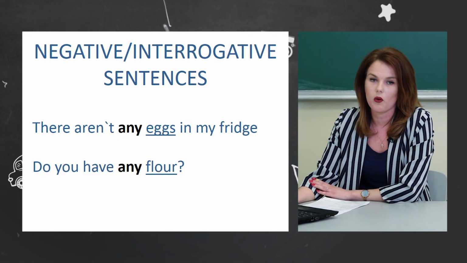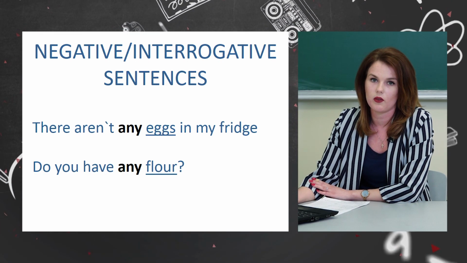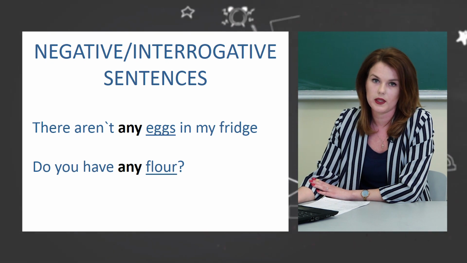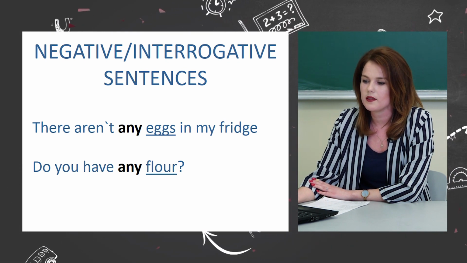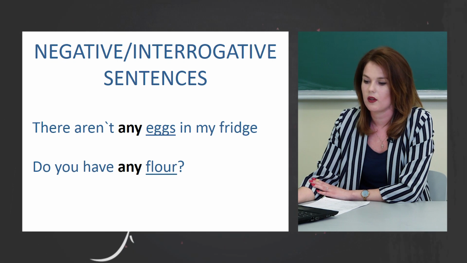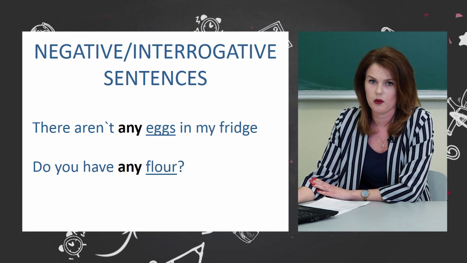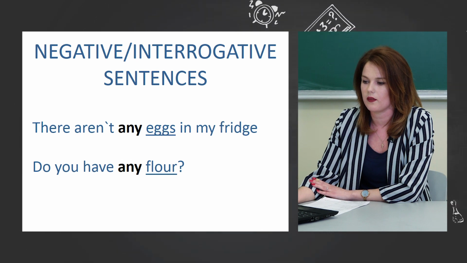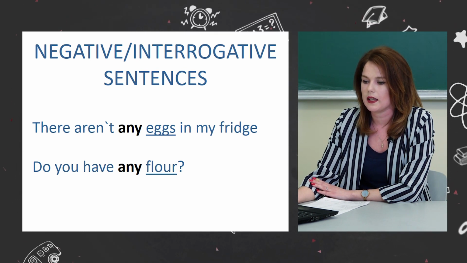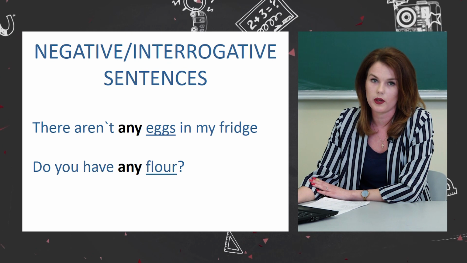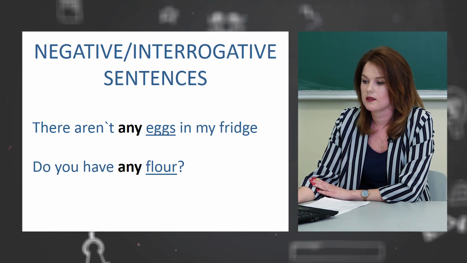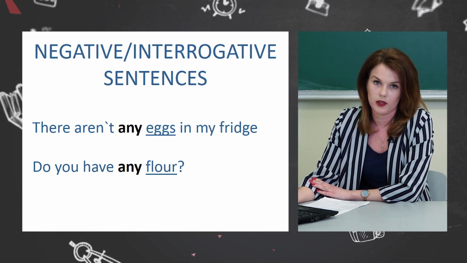The next one, any. We also use any with both nouns, countable and uncountable, but we use any only in negative or interrogative sentences. Look, please, at the example. There aren't any eggs in my fridge. Or, do you have any flour? You see that these sentences are negative and interrogative, and we use any with a countable noun, eggs, and an uncountable noun, flour.